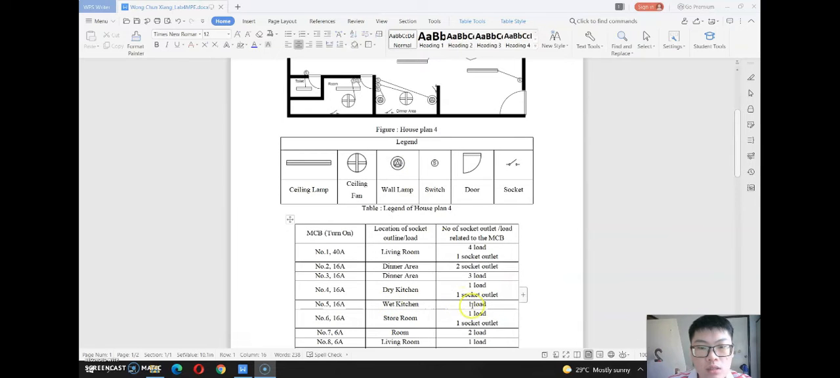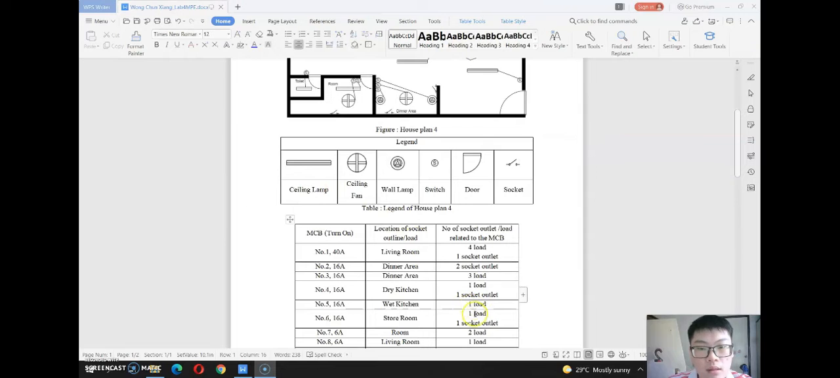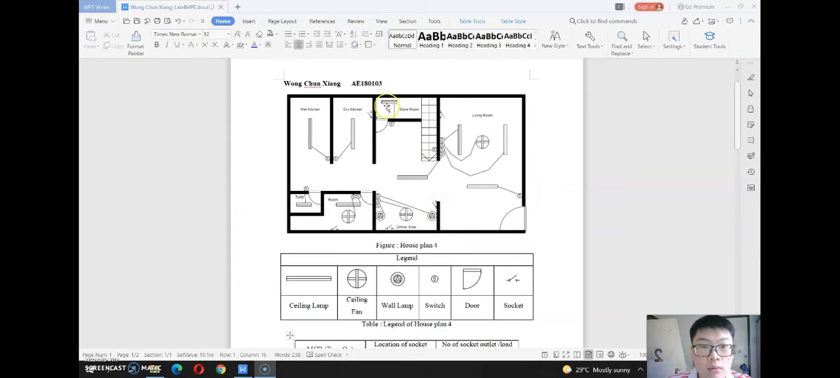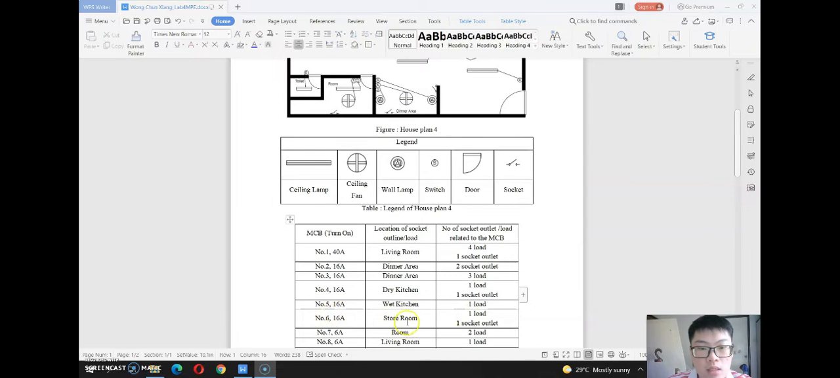Next is the wet kitchen. The wet kitchen has 1 load, which is the lamp, and next is the storeroom. In the storeroom you can see you have 1 lamp and 1 socket. That's controlled by the number 6 MCB.